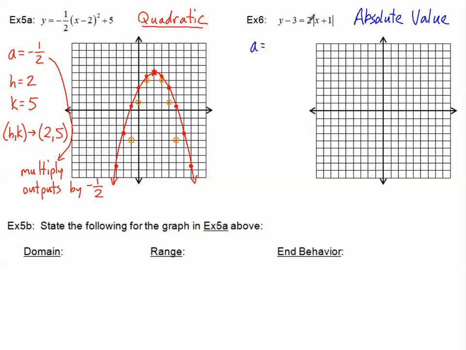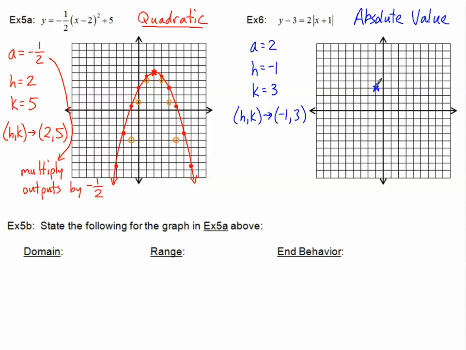A is the value of 2. It's the thing that's multiplied to our symbol. H is hiding in here with the x, and it's negative 1. And K is the number hiding over here with the y in this case, and it's positive 3. So in this case, HK is negative 1, 3. So that's a shift of left 1 and 3 up, and that's my starting point.